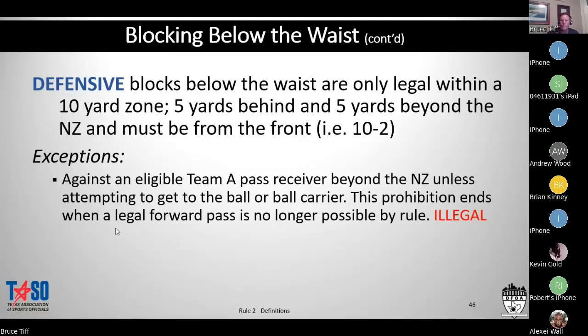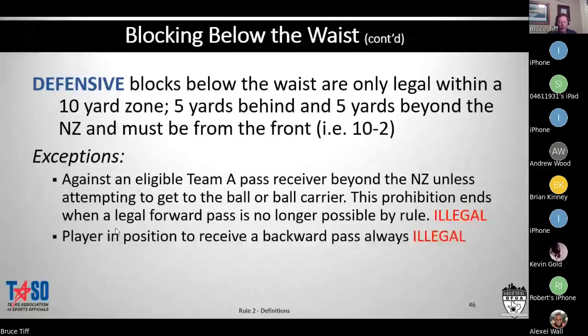There's also another exception. Team B cannot block a receiver if they're in position to receive a backwards pass. Again, their field of vision is probably not on who's going to be blocking them. They're probably looking for a backwards pass to come their way, and so they're focusing on the quarterback.